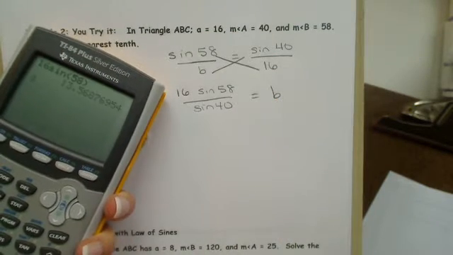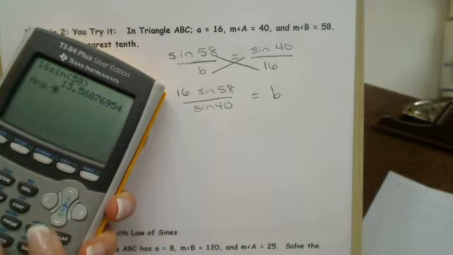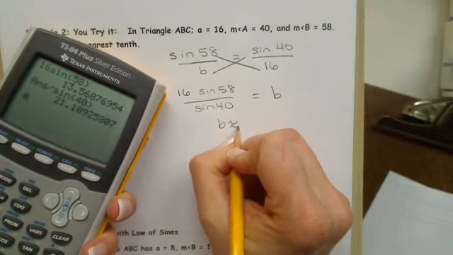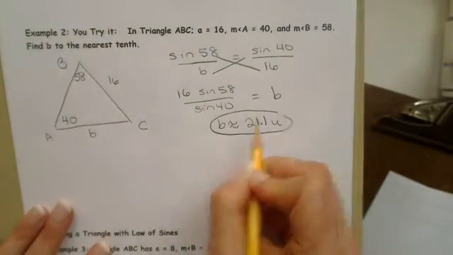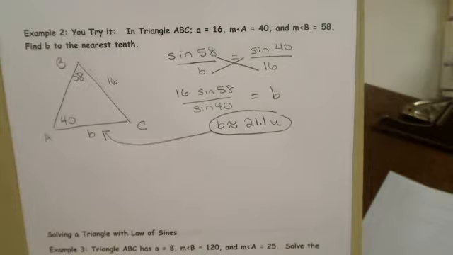16 sine of 58 divided by sine of 40. b is approximately 21.1 units. We don't have any units in this problem, but we did solve for b. So I hope you got that one correct.